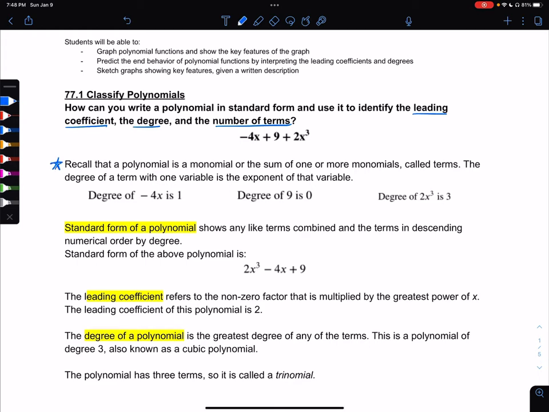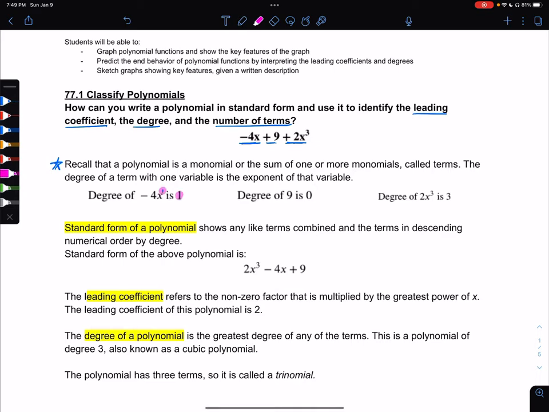Recall that a polynomial is a monomial or the sum of one or more monomials called terms. That's where we talked about having those 3 terms. So we had 1, 2, 3, and it's the sum of the 3 terms, right? So the degree of a term with one variable is the exponent of that variable. So if we look at negative 4x, the degree is going to be 1. So that x has a power of 1, right? We generally don't have to show that there. It's just assumed or known that it's a 1. So that would be your degree.